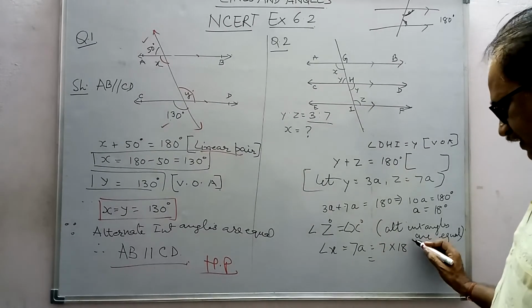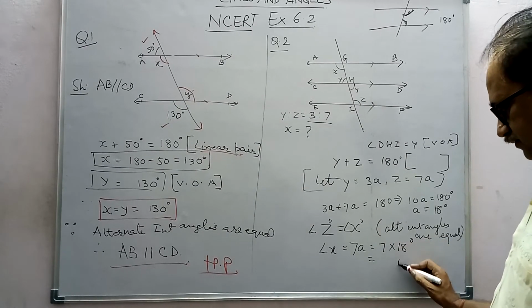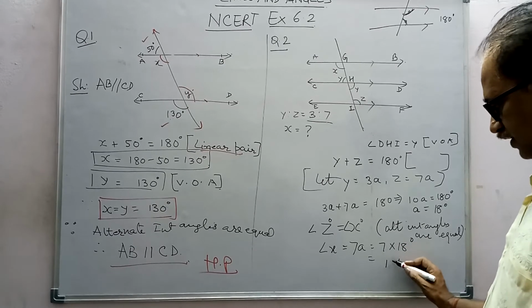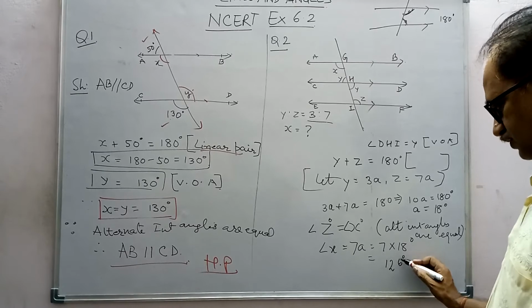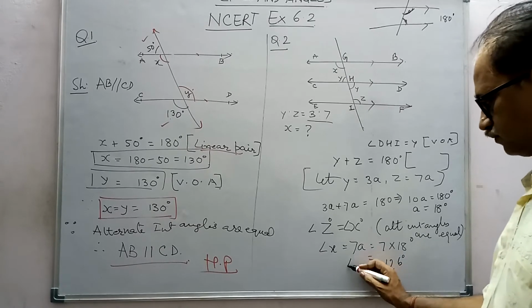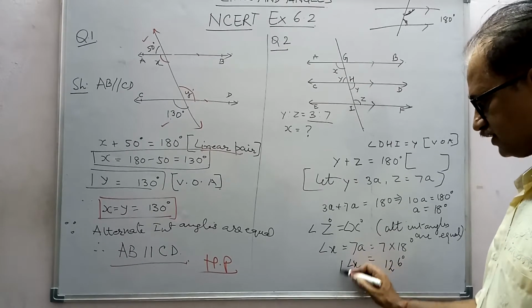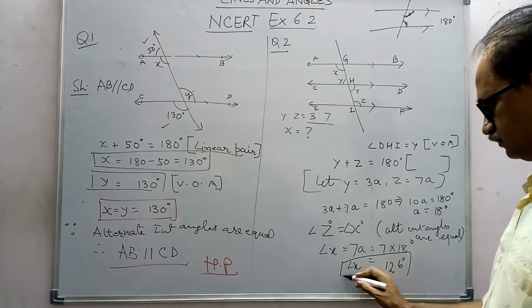A is equal to 18 degrees. 7 into 18, 18 sevens are 126 degrees. So angle x is equal to 126 degrees. That is your answer.